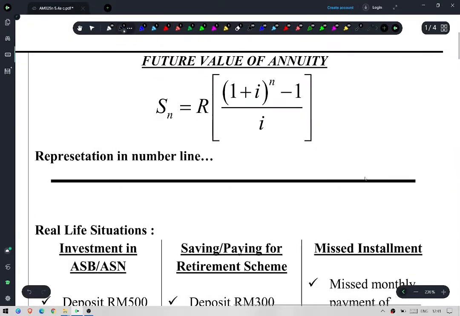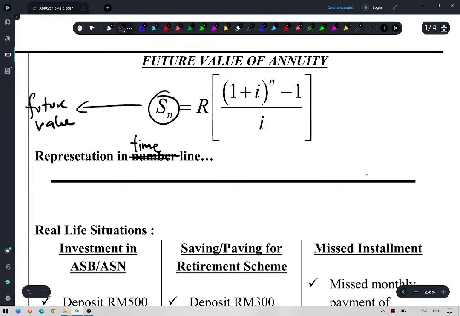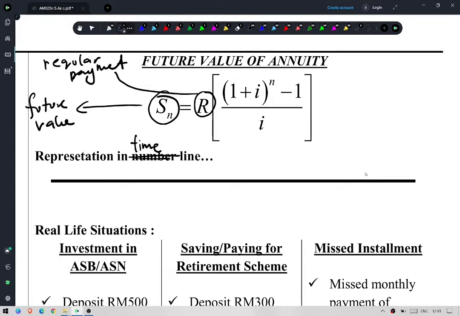In future value of annuity, what do we have over here? Yeah, a timeline, not a number line. Okay, so SN is the future value, and R is the regular payment. If it's monthly, then monthly. If it's yearly, then yearly. If it's once in three months, then it is 4 times per year.